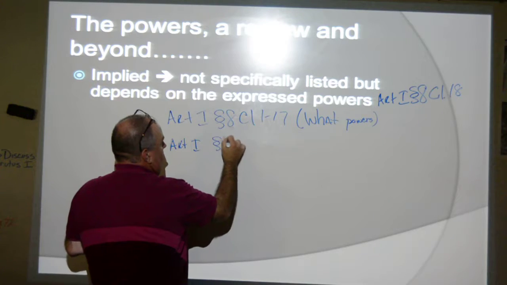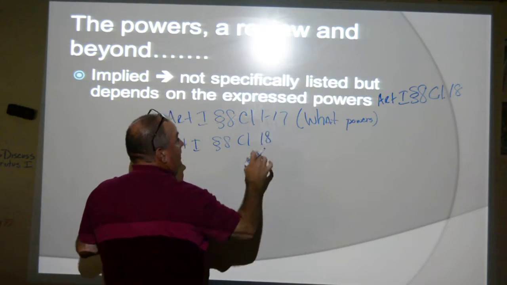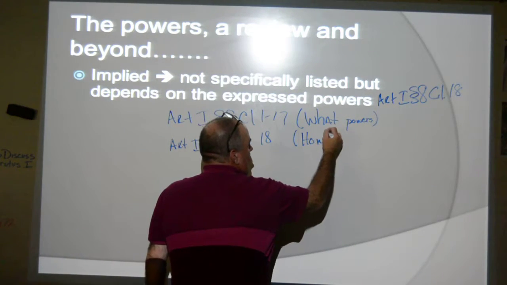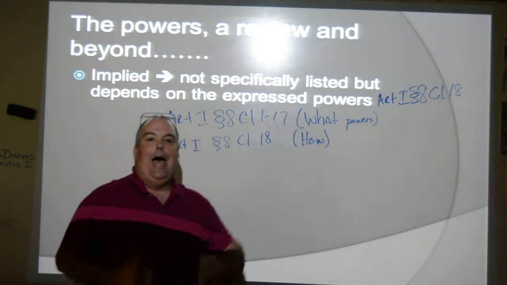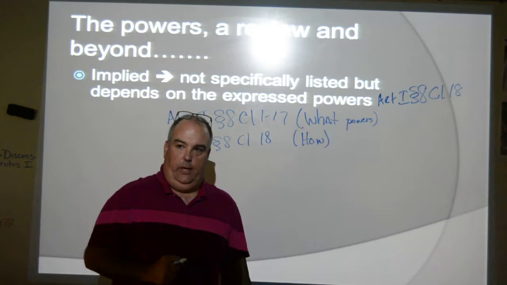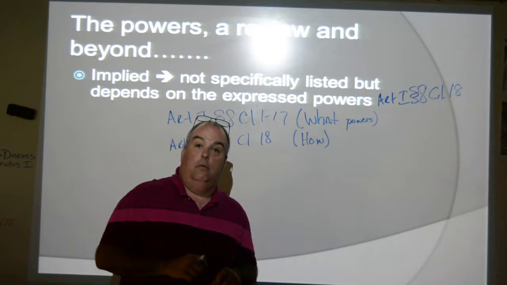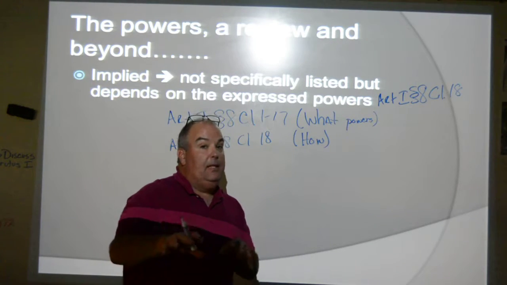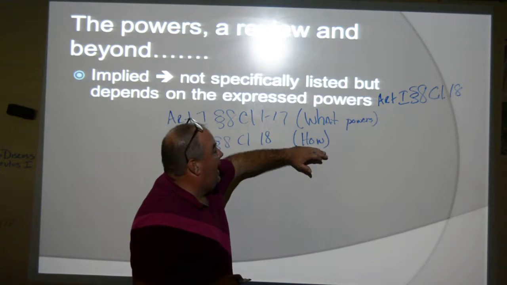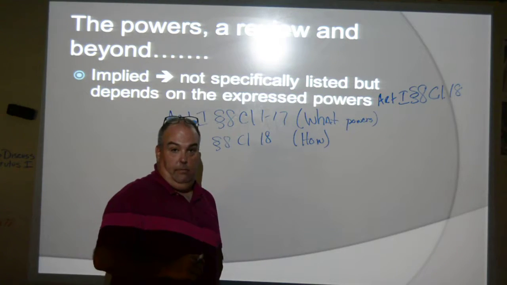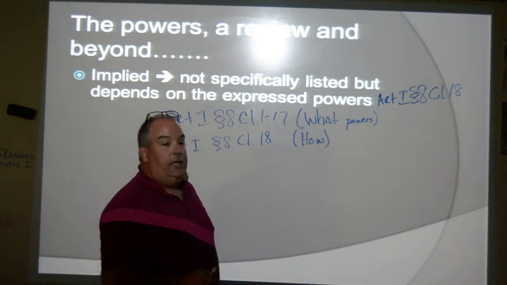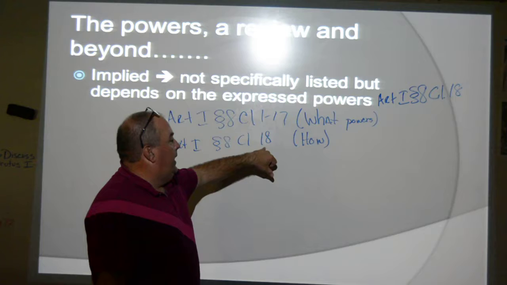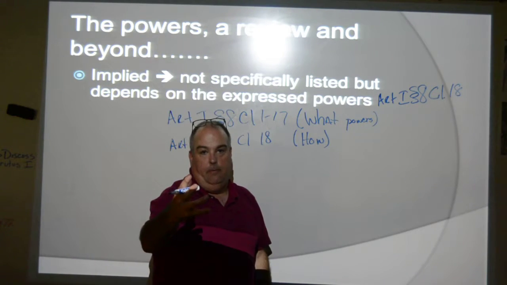Article 1, Section 8, Clause 18, that necessary and proper clause, Congress gets to decide how they're going to regulate trade between states. Maybe taxes. Maybe things won't be allowed to be traded between states. Things might be limited, but Congress decides how to use this power. So again, 1 through 17 are what powers, what they can do. Clause 18, how are they going to do it?